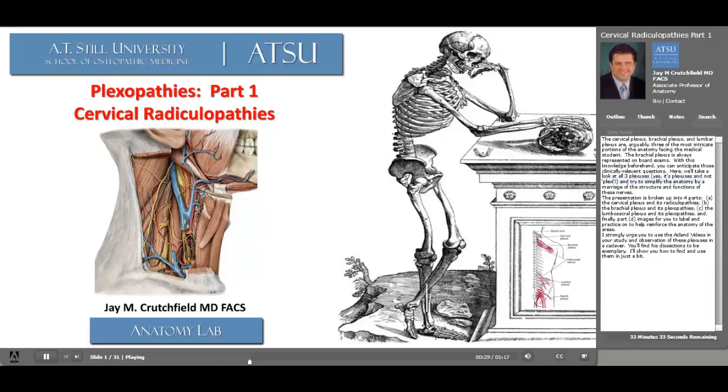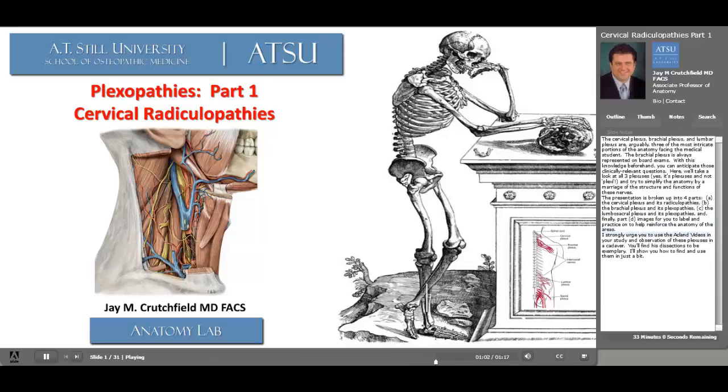Yes, it's plexuses and not plexi, and we'll try to simplify the anatomy by a marriage of the structure and functions of these nerves. The presentation is broken up into four parts. Part A, the cervical plexus and its radiculopathies. Part B, the brachial plexus and its plexopathies. Part C, the lumbosacral plexus and its plexopathies. And finally, Part D, images for you to label and practice on to help reinforce the anatomy of these areas.